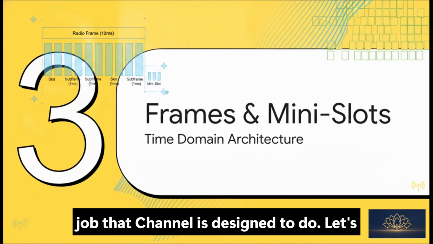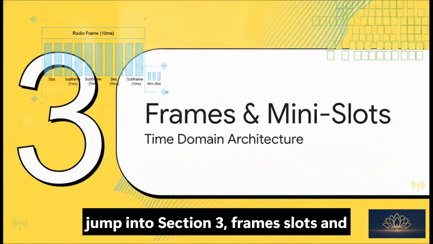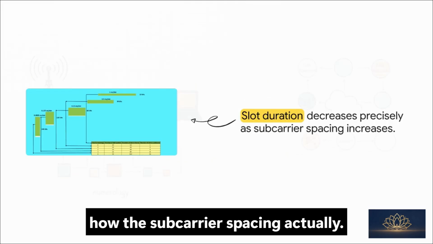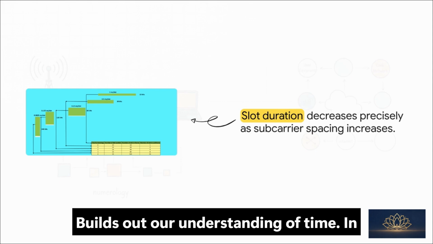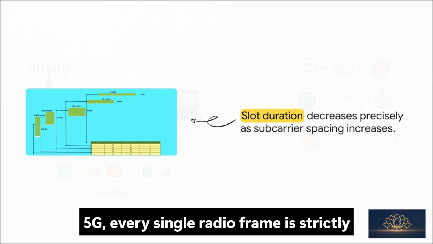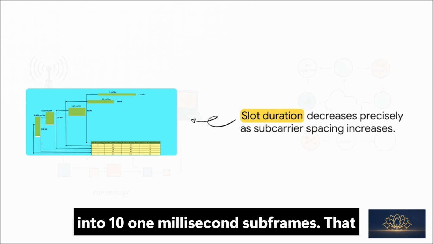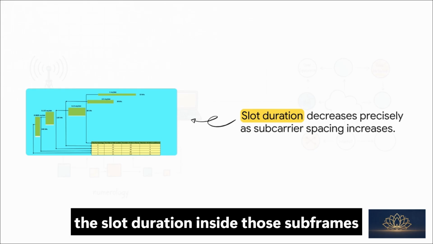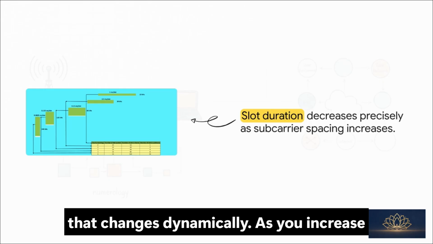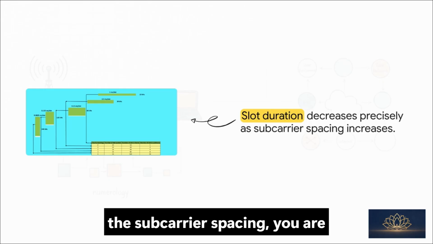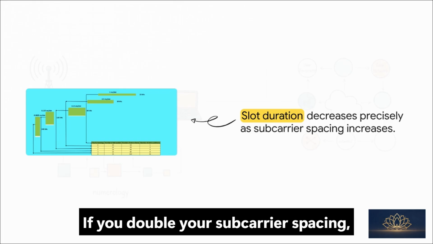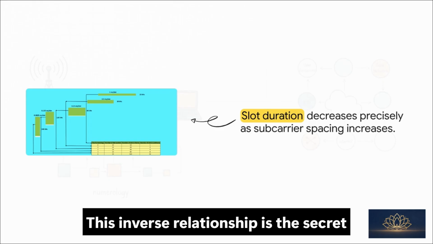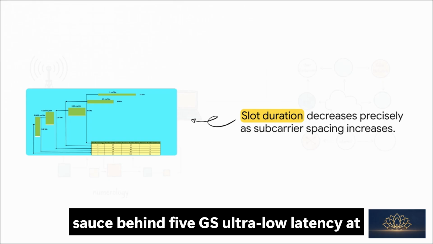Let's jump into Section 3, Frames, Slots, and Mini-Slots in the Time Domain. Let's see how the subcarrier spacing actually builds out our understanding of time. In 5G, every single radio frame is strictly 10 milliseconds long, and it's divided into 10 1-millisecond subframes. That part is a constant, it never changes, but the slot duration inside those subframes, that changes dynamically. As you increase the subcarrier spacing, you are physically compressing the slot duration. If you double your subcarrier spacing, you precisely halve your slot duration. This inverse relationship is the secret sauce behind 5G's ultra-low latency at high frequencies.